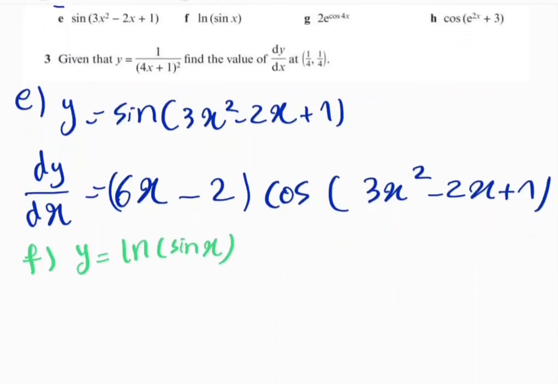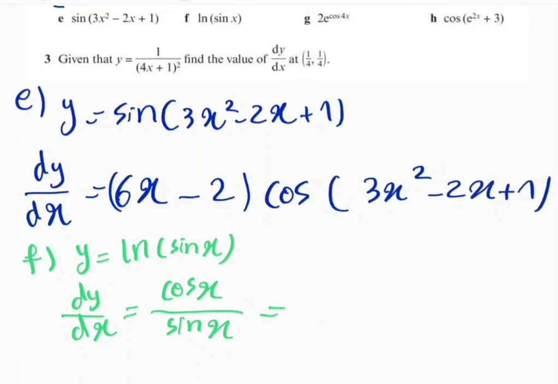F, y is equal to the natural log of sine x. So we need to remember that these types of differentiations are actually very easy when you have the natural log of something. You will have a fraction as your derivative most of the time. As your numerator, you will have the derivative of the inside. In this case, sine x differentiates to cos x. And your denominator is just the inside, whatever you have inside. So in this case, it's sine x. And of course, by using your trigonometric identities, you can also simplify this to cot x.